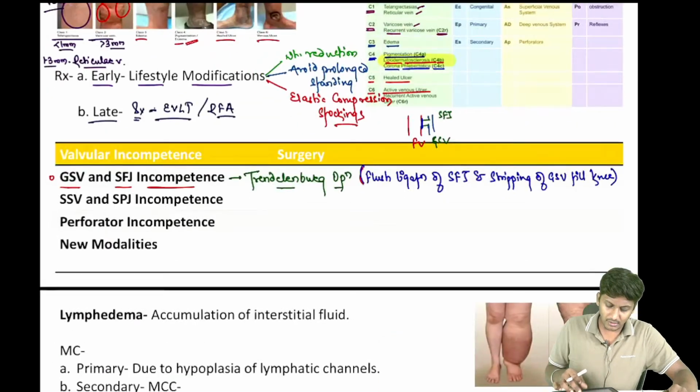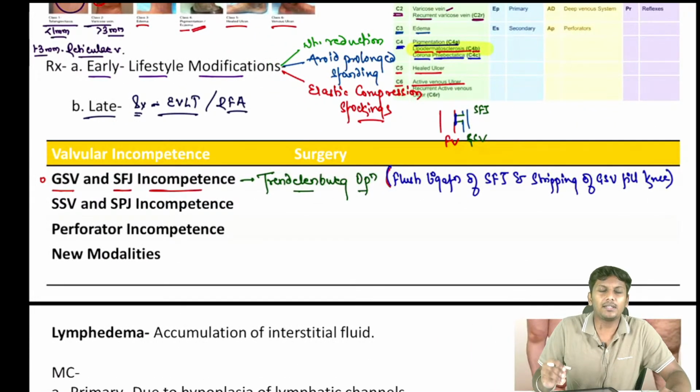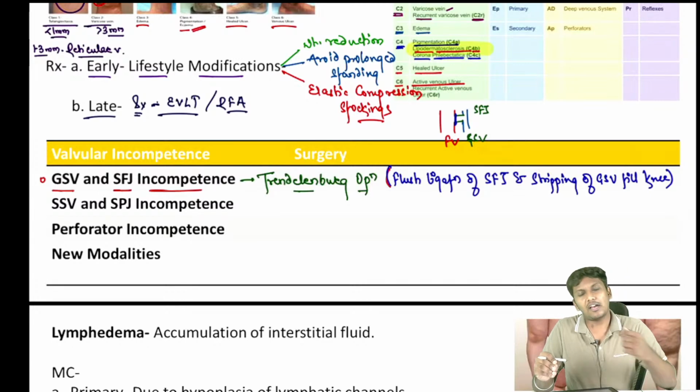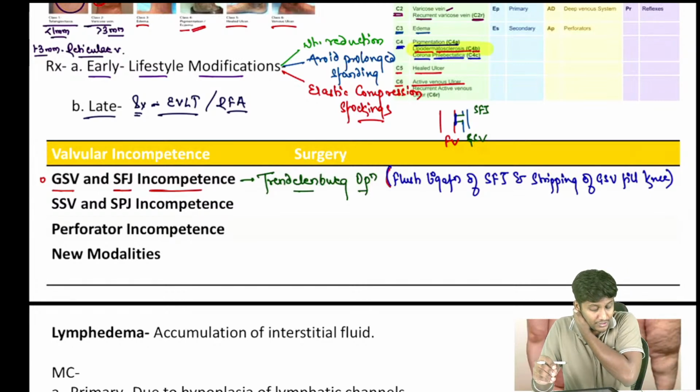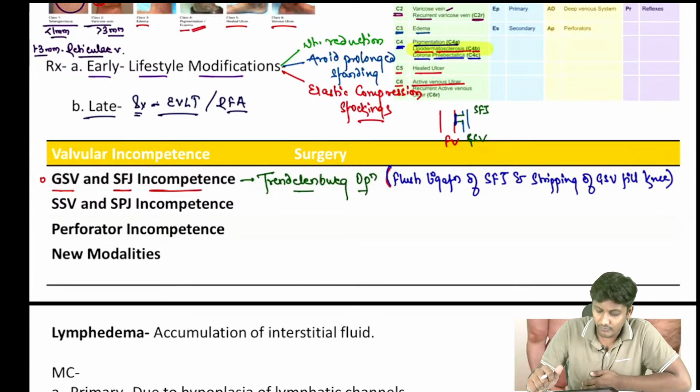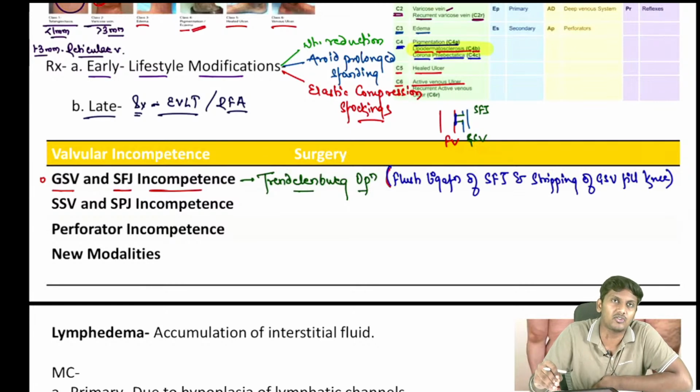ठीक है, तो याद रख लो, if there is a saphenofemoral junction incompetence, you are going to go for a Trendelenburg operation where you do a flush ligation of the saphenofemoral junction. That means you close the saphenofemoral junction and you strip off the great saphenous vein till the knee. Why not below the knee? Because below the knee it is closely associated with the nerve, and if you strip off below the knee, it is going to cause injury to the nerve as well.